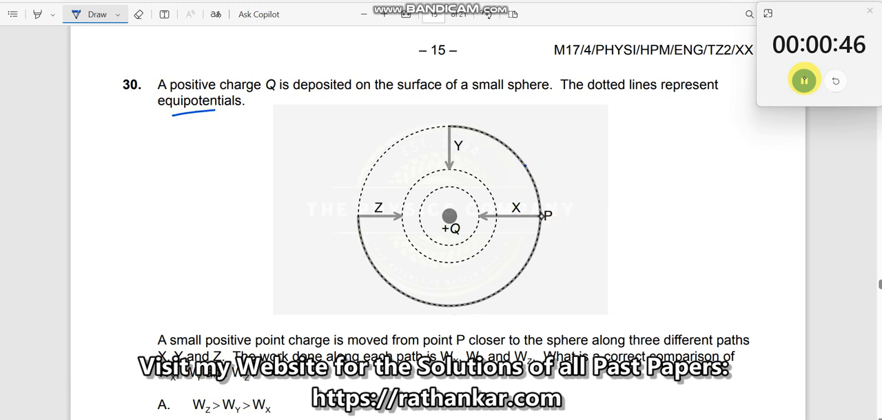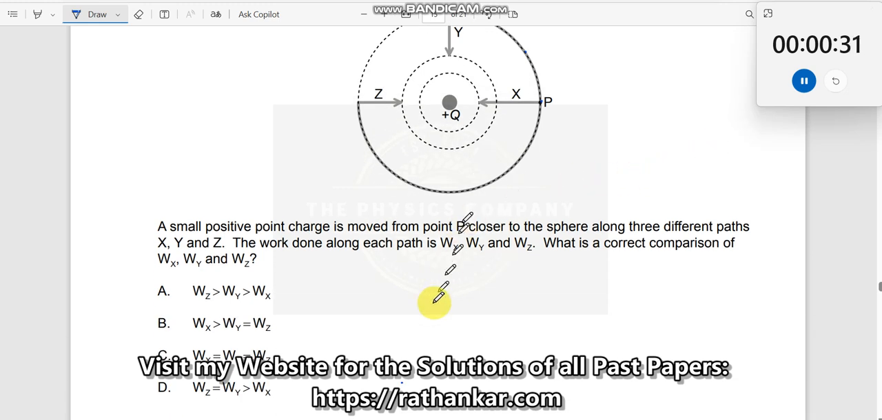Whether you move from P to, let us say, some point A, the potential here is one and the same. Similarly, the potential along all these points is one and the same. Now, a small point charge is moved from point P closer to the sphere on three different paths.